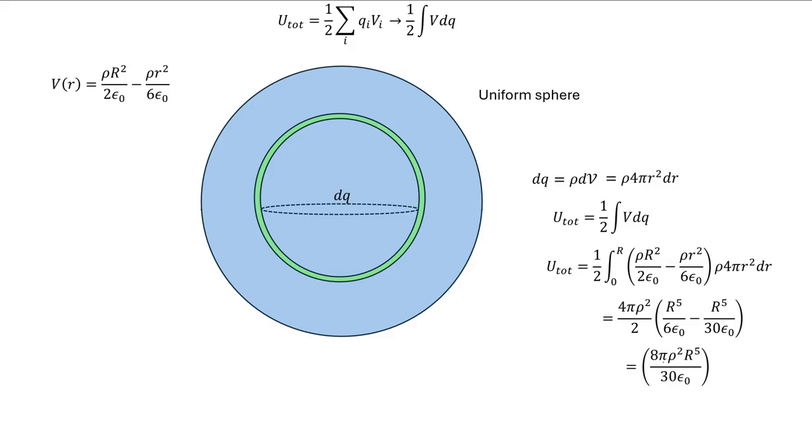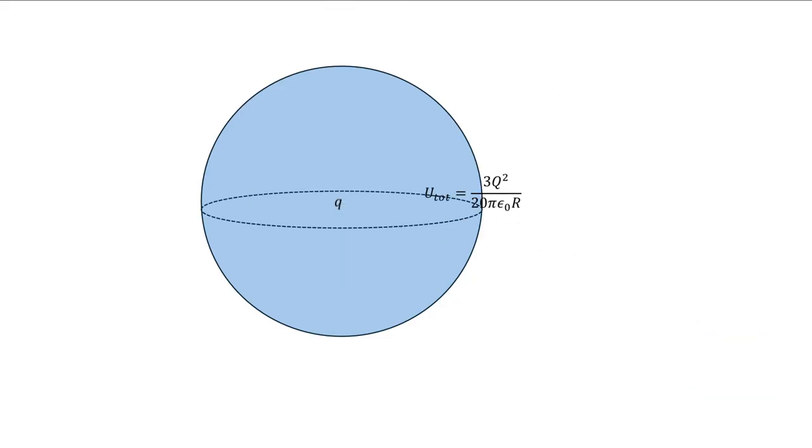Now, I have this rho squared here. If you've seen this problem done elsewhere, I'm going to get rid of rho squared just to show you the result in standard form. I'm going to replace rho with Q over 4/3 pi R cubed. If I make that substitution, that's the result you'll see if you Google how much energy is stored in a sphere, right? Okay, so that's how you get that answer.